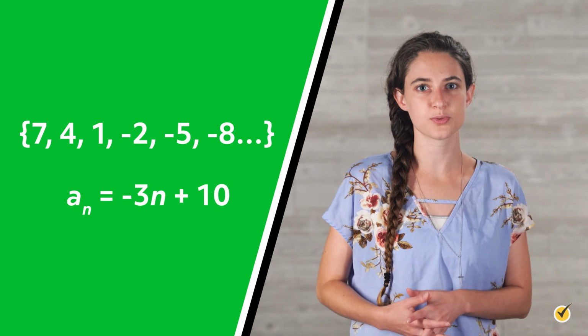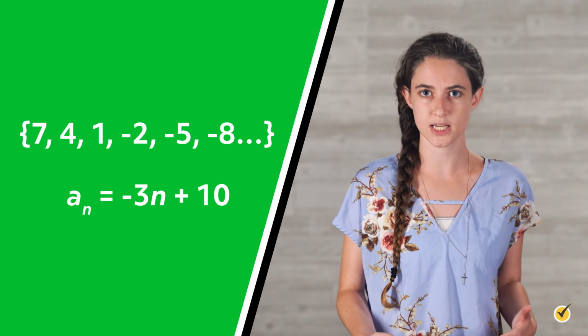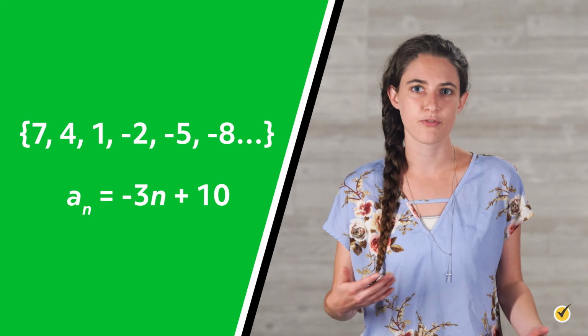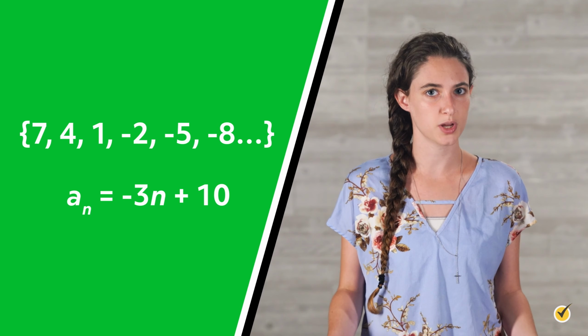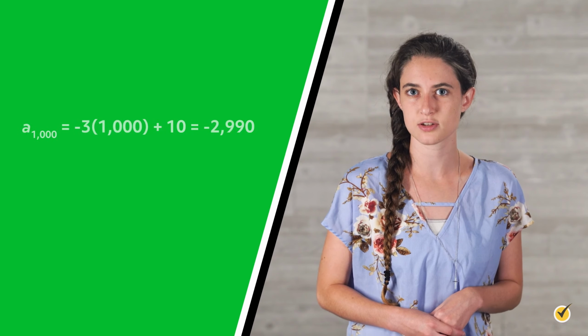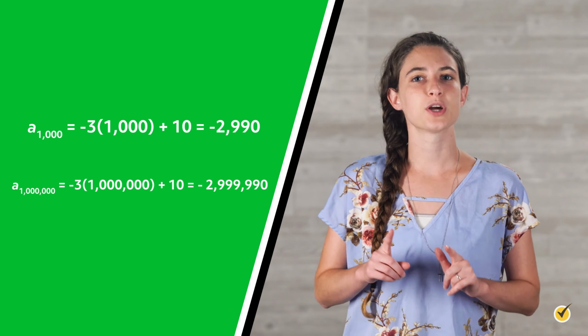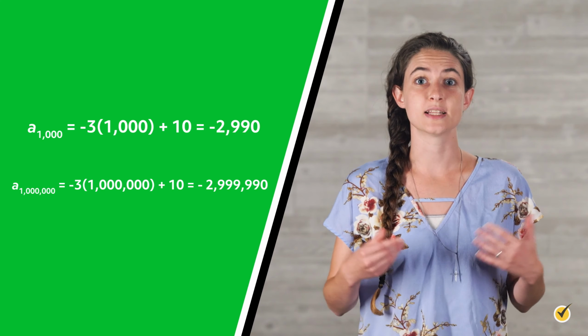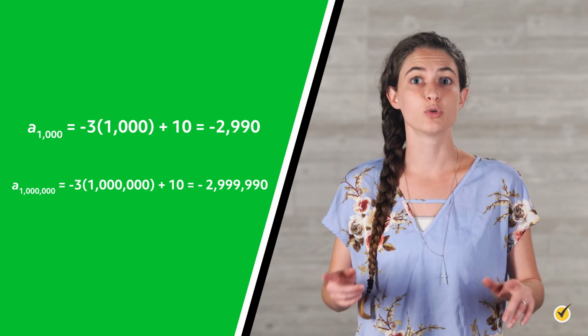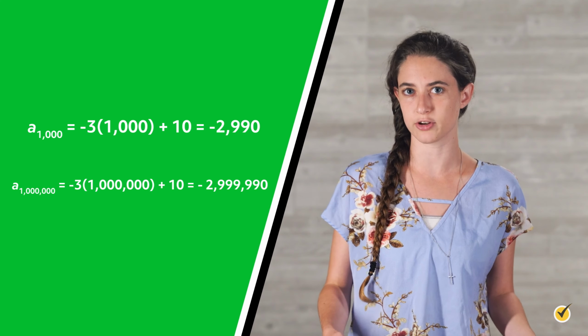We can explore where this one is going by finding the next terms in the sequence. Negative 11, negative 14, negative 17, negative 20. Or we could find the thousandth term using our rule. Or the millionth term. It's pretty clear where this one is going. It's heading towards negative infinity, which means that this sequence also diverges.